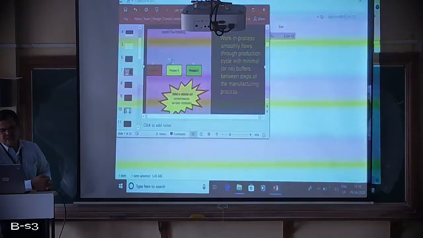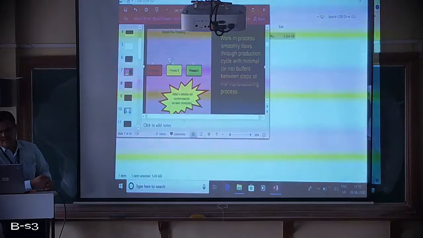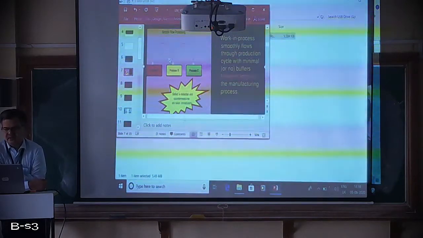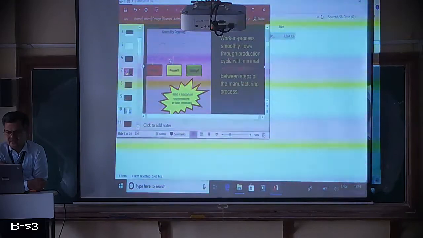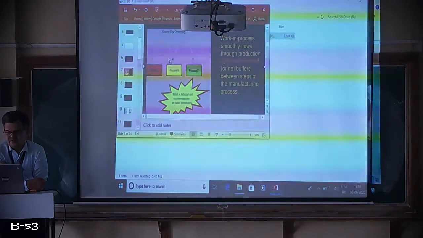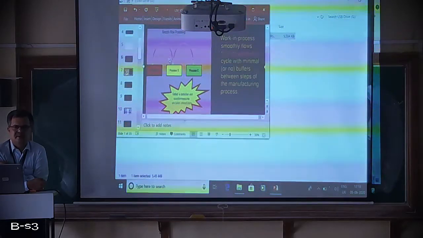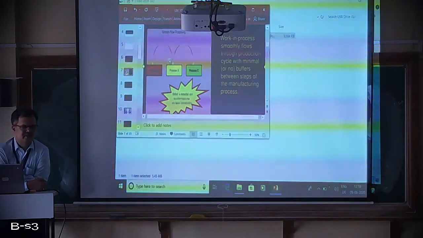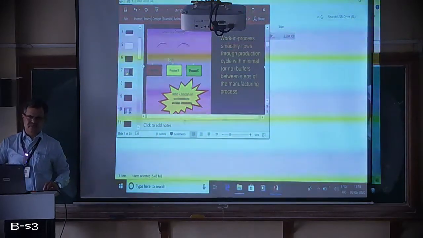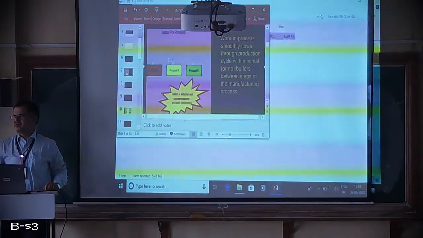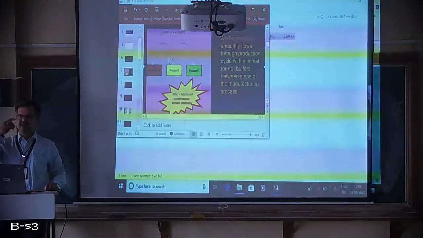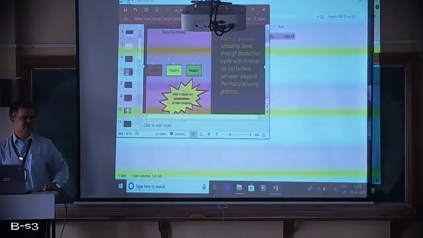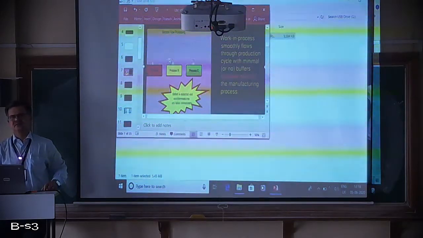This second tool in Lean is called continuous flow. The objective is to provide smooth flow processing. Our work in process flows smoothly through the production life cycle with minimal buffers between steps of the manufacturing process. When the raw material enters and goes across various workstations, there may be some interruption in one of the workstations. So we countermeasure whatever happened, correct it, and pass that WIP to the next workstation. The idea is to have that smooth flow, no interruption.